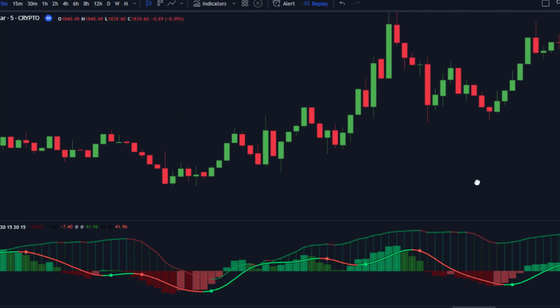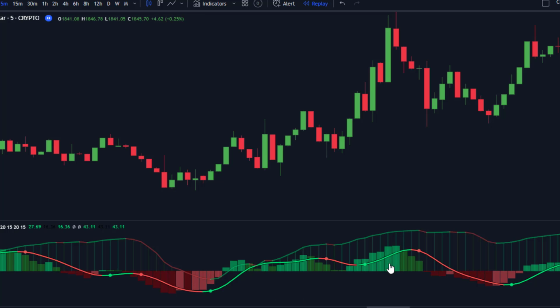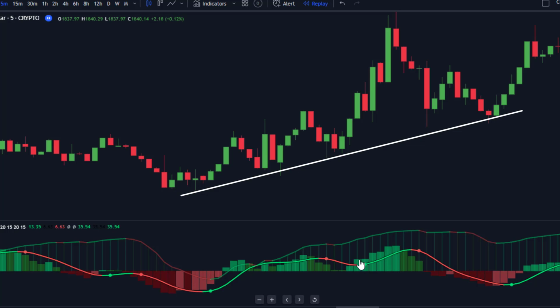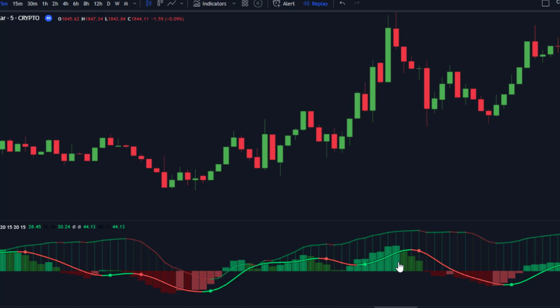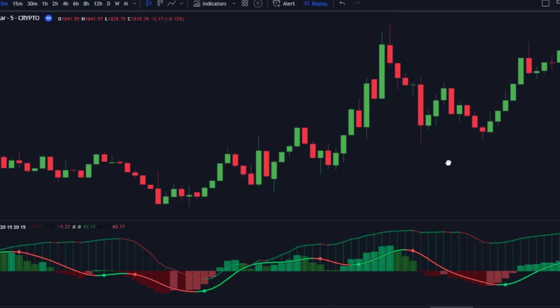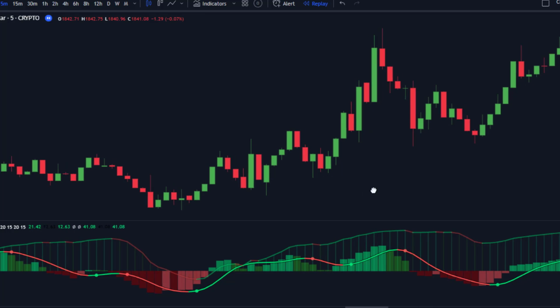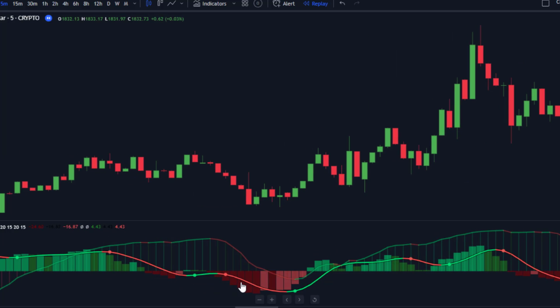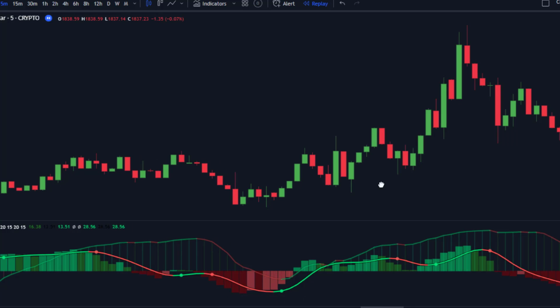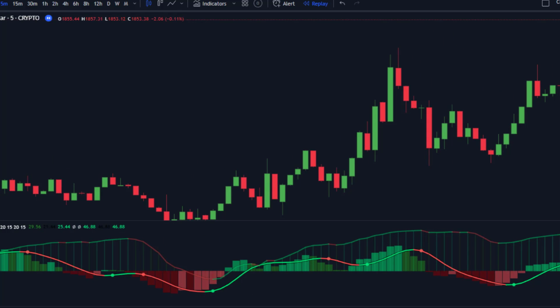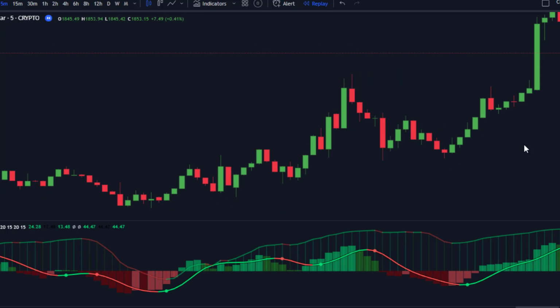Second is the momentum identification. We can identify momentum in the market with the BX Trender oscillator histogram. When price is on uptrend, the BX Trender oscillator histogram will be green in color, indicating that there's enough momentum to push the price up. And when price is on downtrend, the BX Trender oscillator histogram will be red, indicating that there's enough momentum to push the price down. And you, as a trader, need to understand when there's momentum in the market.